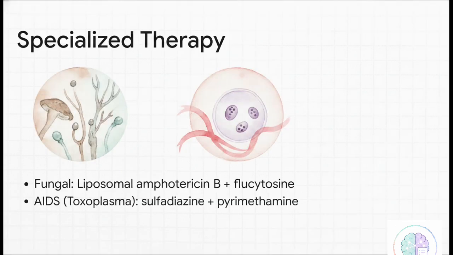Sometimes, though, we face highly specialized pathogens that require some pretty unique regimens. For fungal invaders, things like Cryptococcus, Aspergillus, or Candida, the go-to protocol is liposomal amphotericin B coupled with flucytosine. And we have to be extremely vigilant with immunocompromised populations. For instance, in AIDS patients, Toxoplasma gondii is a notoriously common pathogen. For those specific cases, the initial empiric treatment has to pivot immediately to a combo of sulfadiazine, pyrimethamine, and leucovorin.